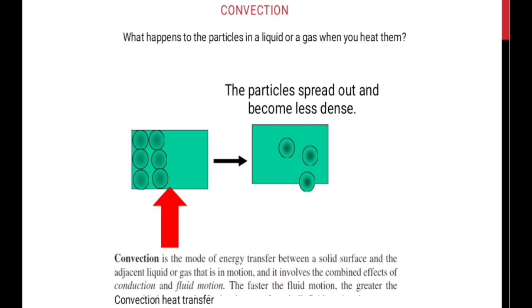Convective heat transfer depends on the turbulence of molecules or turbulence of the fluid. As we increase the turbulence of the fluid, the convective heat transfer rate increases. It also depends on delta T, the temperature gradient or temperature difference.